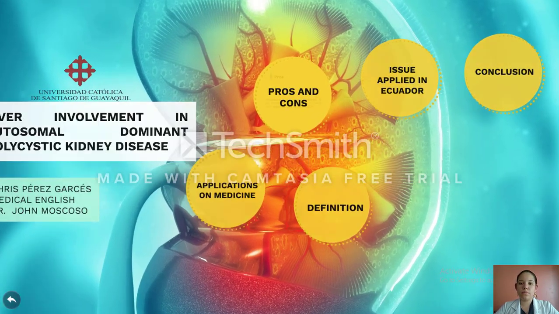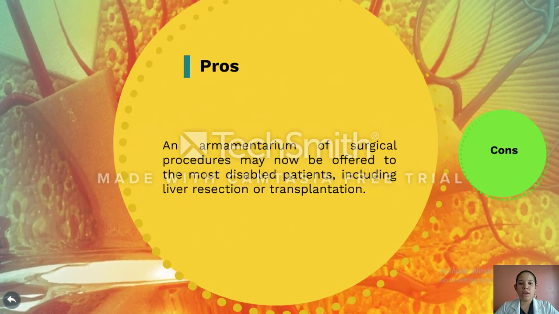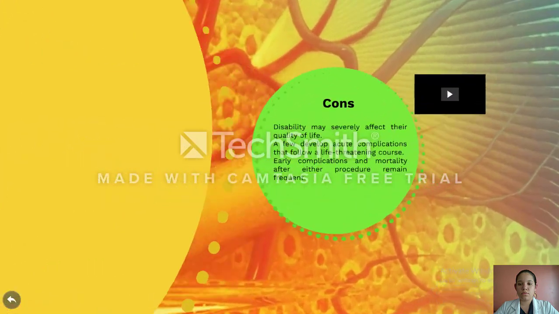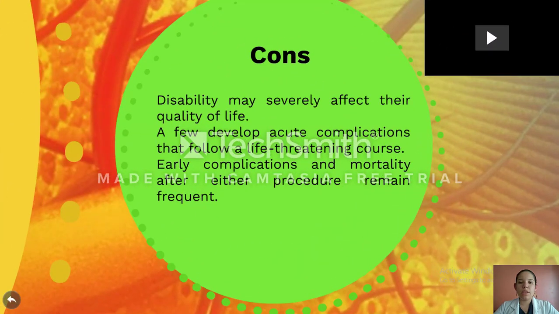Pros and cons. Pros: an armamentarium of surgical procedures may now be offered to the most disabled patients, including liver resection or transplantation. Cons: disability may severely affect their quality of life. A few develop acute complications that follow a life-threatening course. Early complications and mortality after these procedures remain frequent.